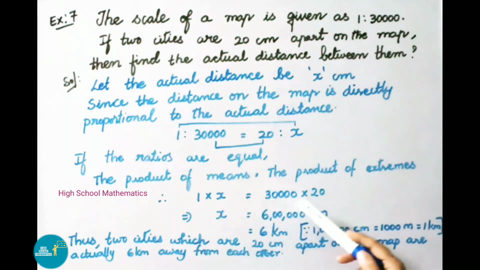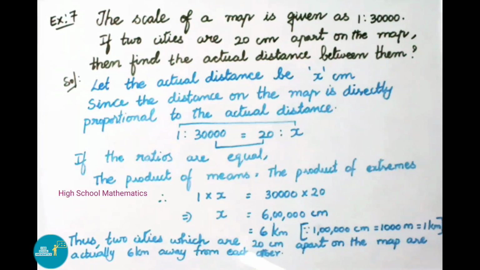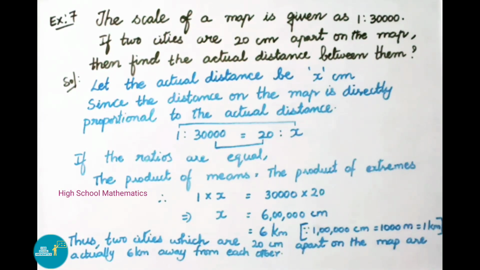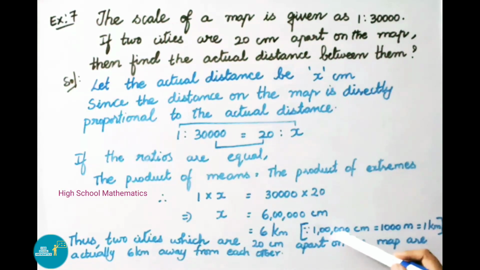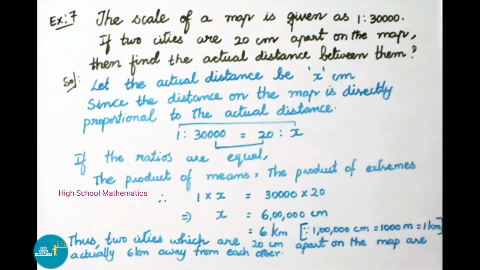1 into x is equal to 30,000 into 20. 1 into x, x, that equals 30,000 into 20, that is 6 lakh centimeter. That equals 6 lakh centimeter means 6 kilometers. Why? Because 1 lakh centimeter means 1000 meter, 1000 meter means 1 kilometer. Here 6 lakh centimeter is equal to 6 kilometer. Thus, the two cities which are 20 centimeters apart on the map are actually 6 kilometers away from each other.